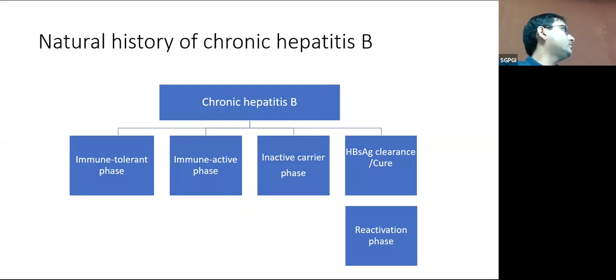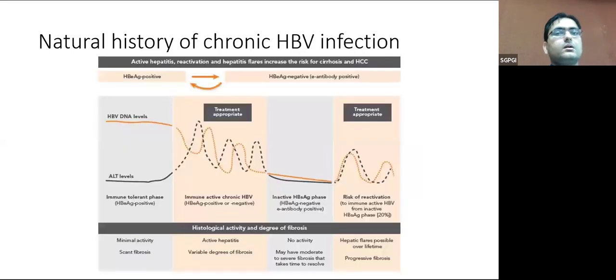The natural history of chronic hepatitis B can be divided into immune tolerant phase, immune active phase, inactive carrier phase, and HBsAg clearance or cure phase, and sometimes a reactivation phase. This picture clearly depicts the different phases of the natural history of the hepatitis B virus.